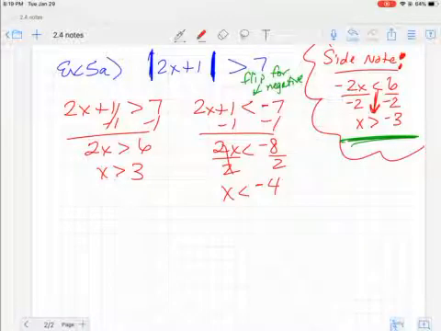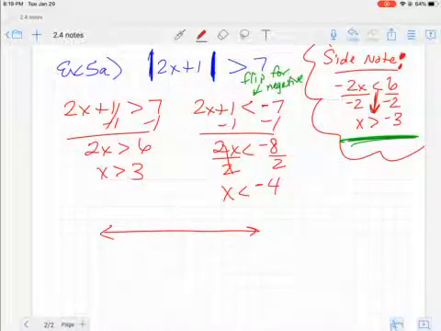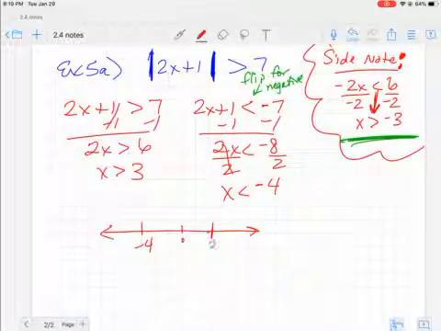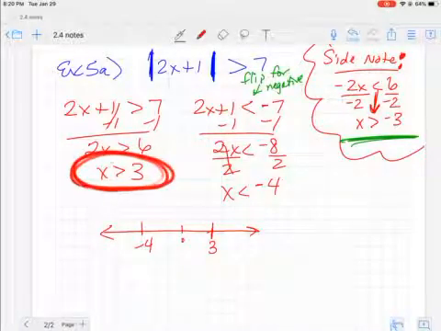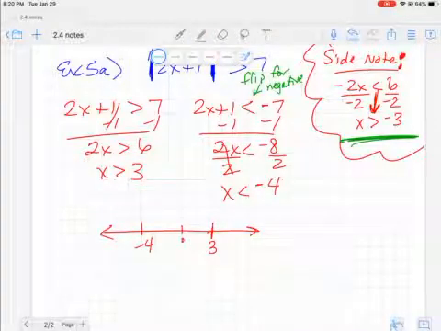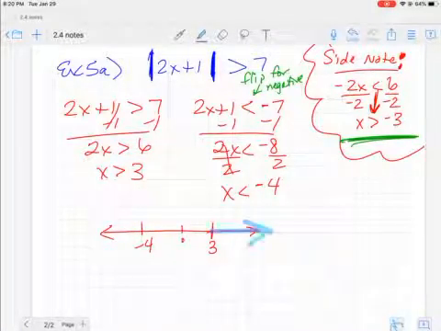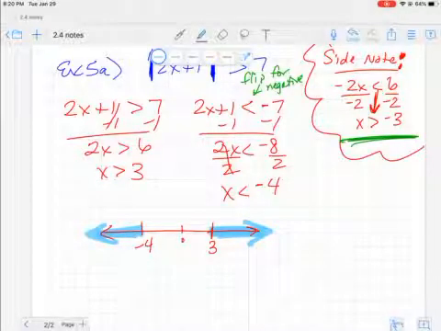All right, check this out. When I put this on a number line so I can figure out my set notation, I have a negative 4, a 0 in here somewhere, and then this positive 3. This is telling me my x values are larger than 3 because it's greater than, right? So if x is greater than 3, I want to shade to the right because that's where my values are greater than 3. And x is less than negative 4, so it's smaller than negative 4. So I'm shading to the left of that negative 4.